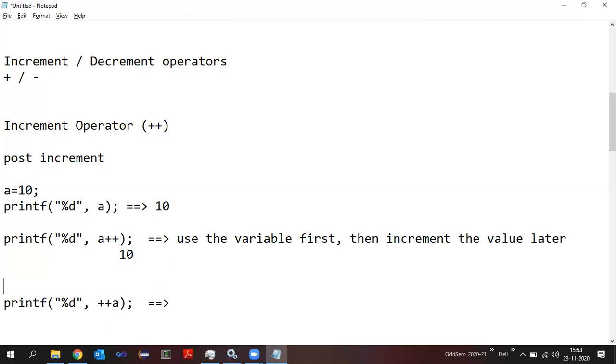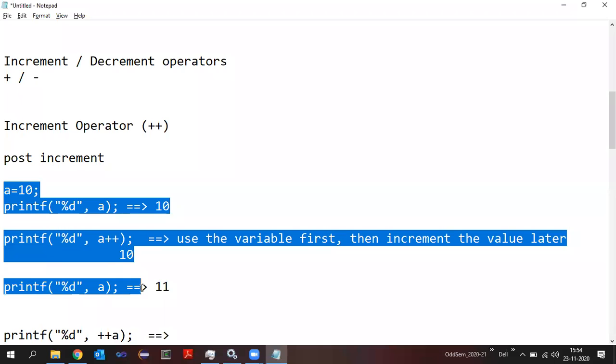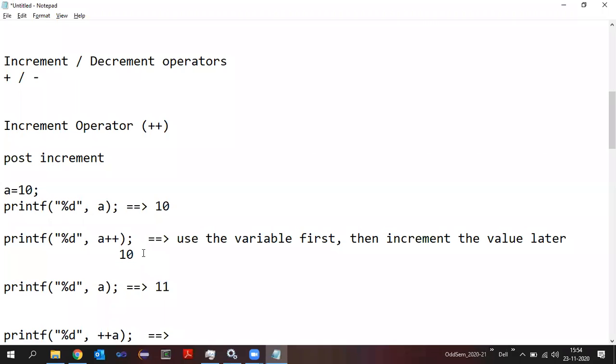Next time, suppose if you are using the same variable a, for example, if I'm using this again, like printf percentage d, this time the a will be displayed as what? 11. A will be displayed as 11. Why does it happen? Because you need to understand all these four statements in a proper way. First, what is there? A equal to 10. Okay, that means a value is 10. I'm just displaying that value here. So 10 will be displayed.